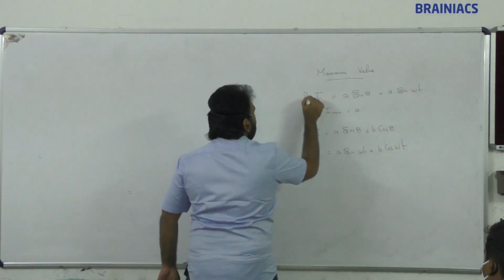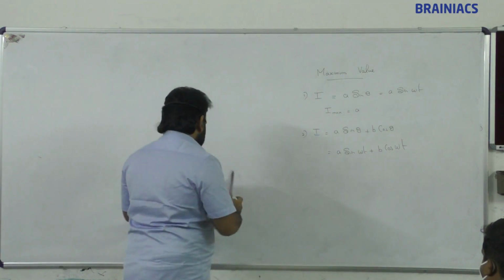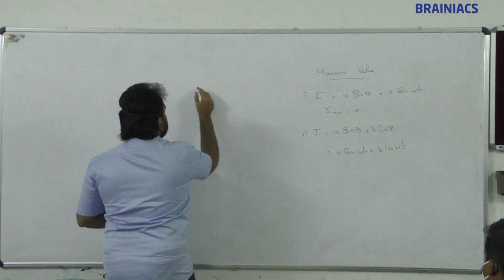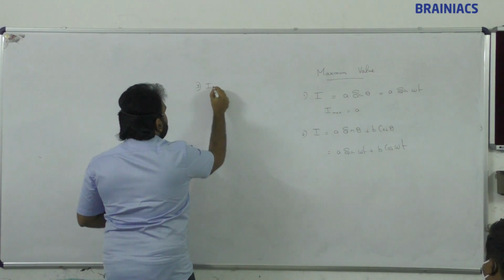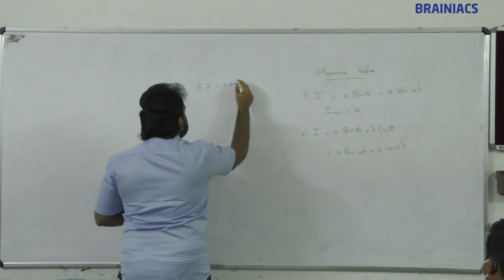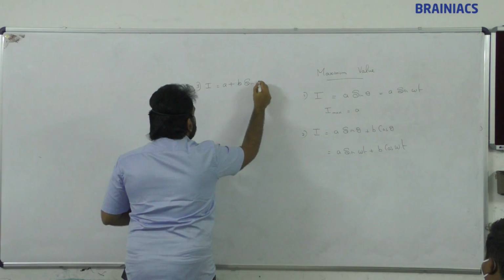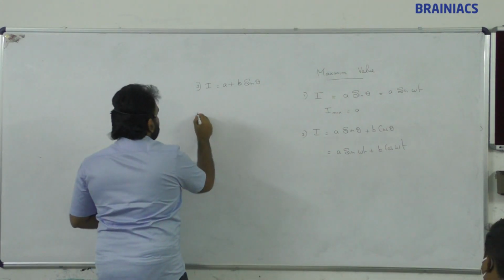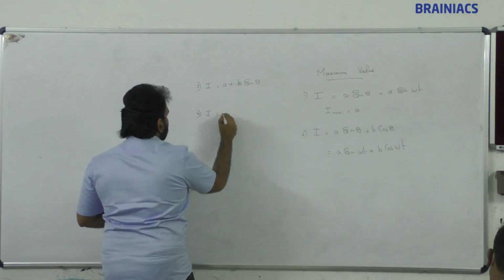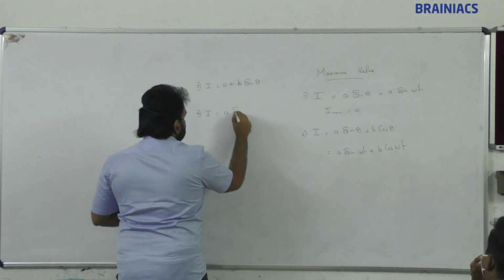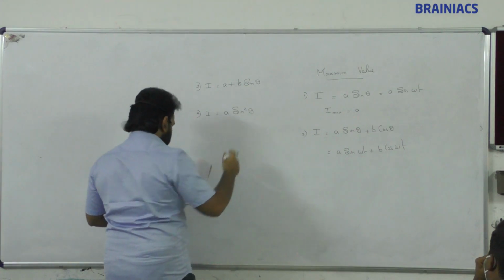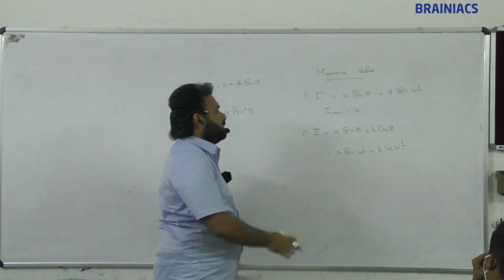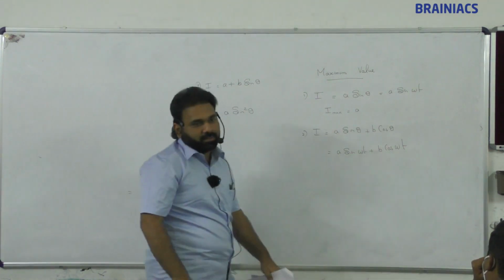Both are there, number 1, number 2, number 3. Suppose I is equal to a plus b sin theta, or I is equal to a sin square theta. In all these cases, this one we can say directly, that is the maximum value.